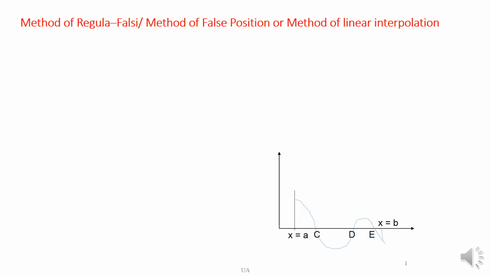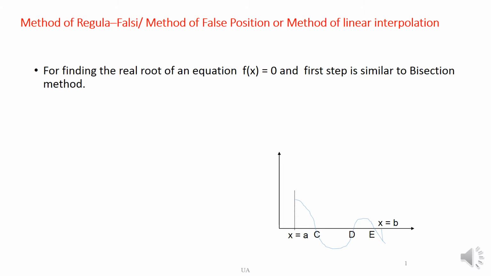Hello viewers, here I am going to discuss the method of regula falsi, method of false position, or method of linear interpolation. What is the objective of this method? The objective is finding the real root of an equation f(x) = 0. Here f(x) is a function of one variable only, that is x. And the first step of this method is similar to the bisection method.